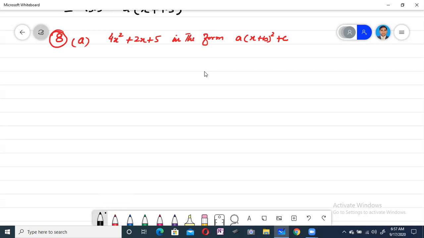First we are doing this one, then after that we will go to the next part. We can take 4 common here.